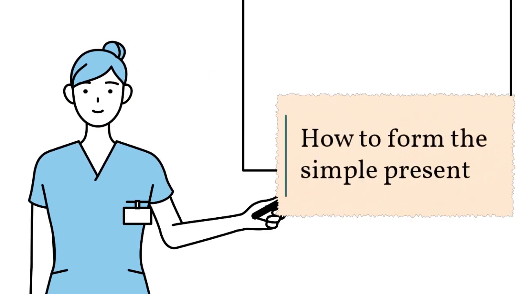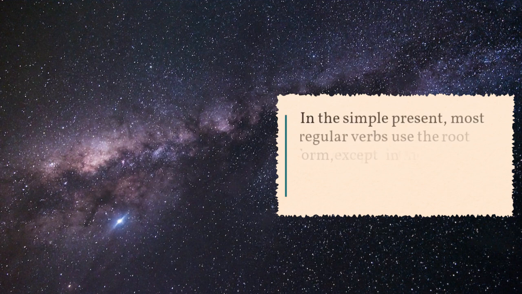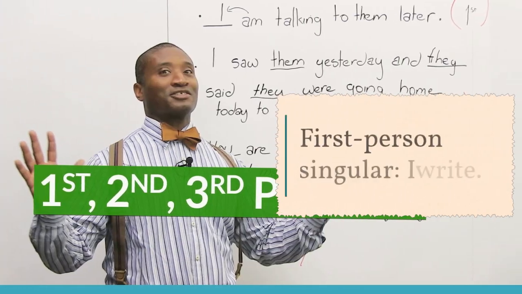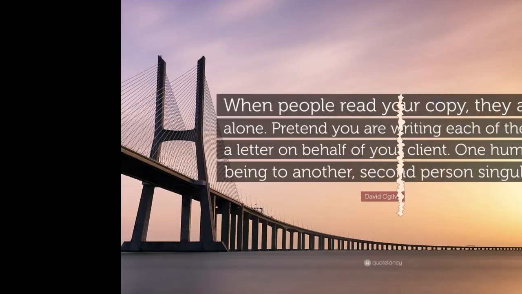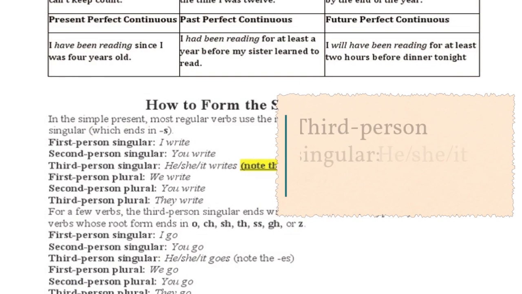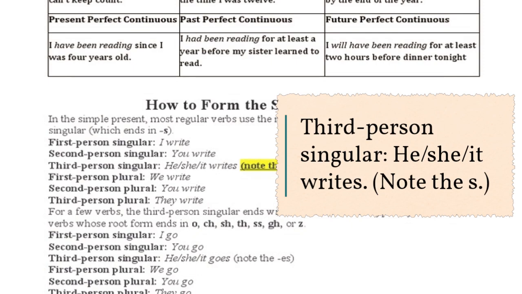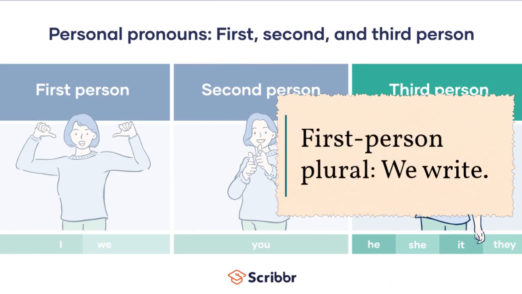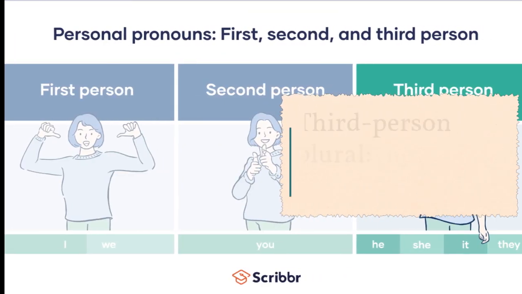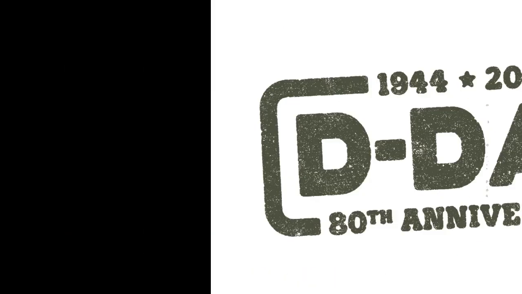How to form the simple present. In the simple present, most regular verbs use the root form, except in the third person singular, which ends in s. First person singular, I write. Second person singular, you write. Third person singular, he, she, it writes. Note the s. First person plural, we write. Second person plural, you write. Third person plural, they write.